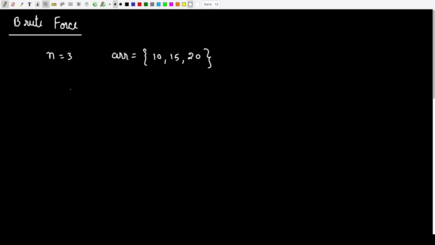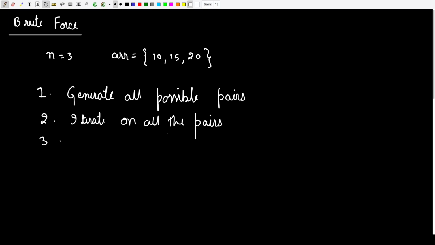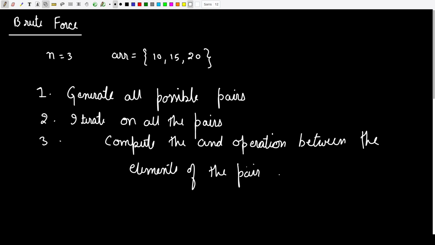In the brute force solution, what we are going to do is generate all possible pairs. Once we have generated all the possible pairs, we are going to iterate on all the pairs, and while iterating, we are going to compute the AND operation between the elements of the pair. The value obtained after computing the AND operation of the elements of the pair, we will keep adding to a variable, let us say answer, and towards the end we will return answer. So that's about the brute force solution, folks.